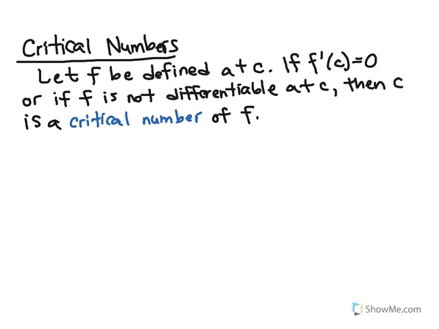So the next thing that we want to talk about are critical numbers. The reason why we go right into critical numbers is because look at the second part of this. First, f has to be defined at c. We're getting pretty used to that being in our definitions. We really can't talk about any point c unless it's defined. But then it says, if f prime of c equals 0. Well, that's very interesting since that's what we just made a conjecture about. Or if f is not differentiable at c, in other words, like a cusp, then c is a critical number of f. So let's take a look at a couple pictures.